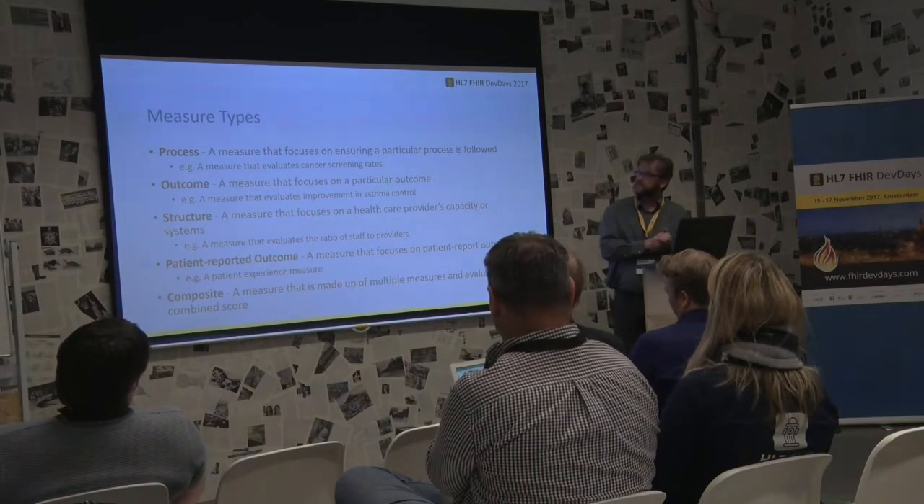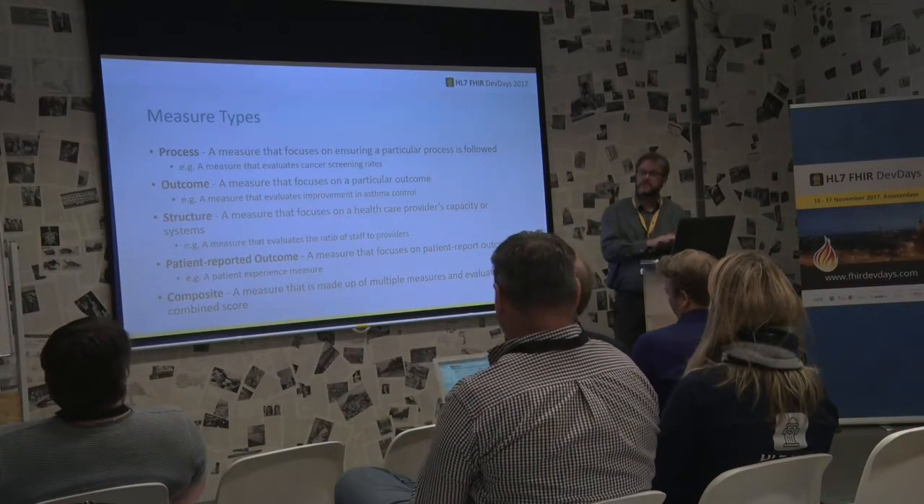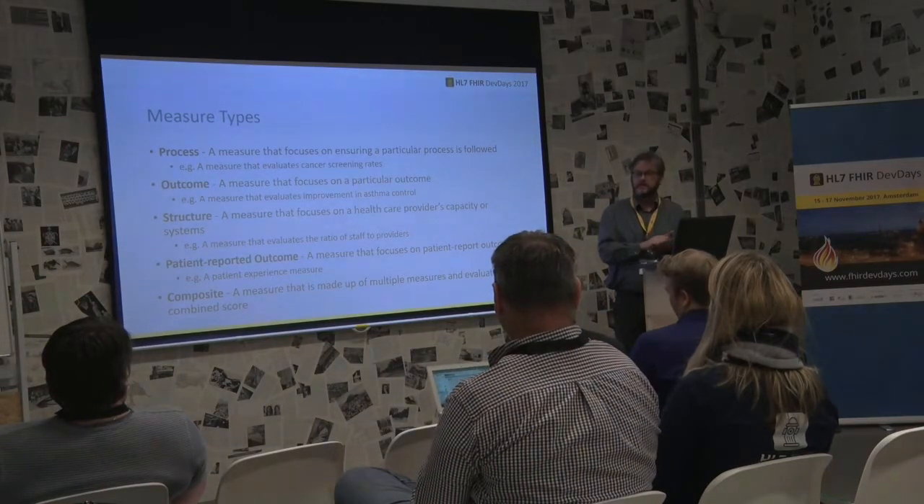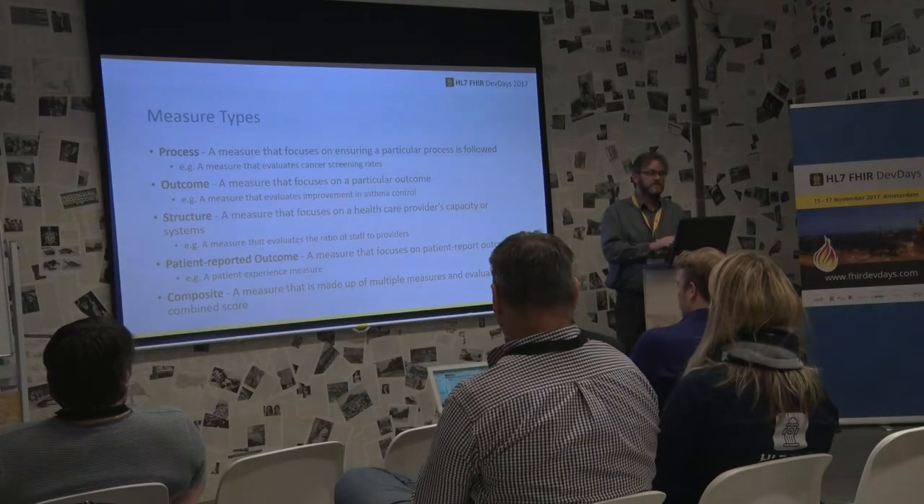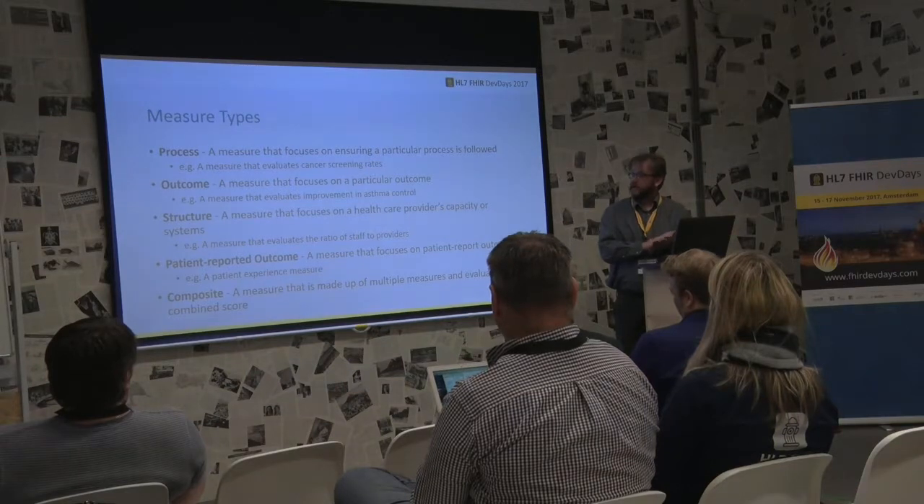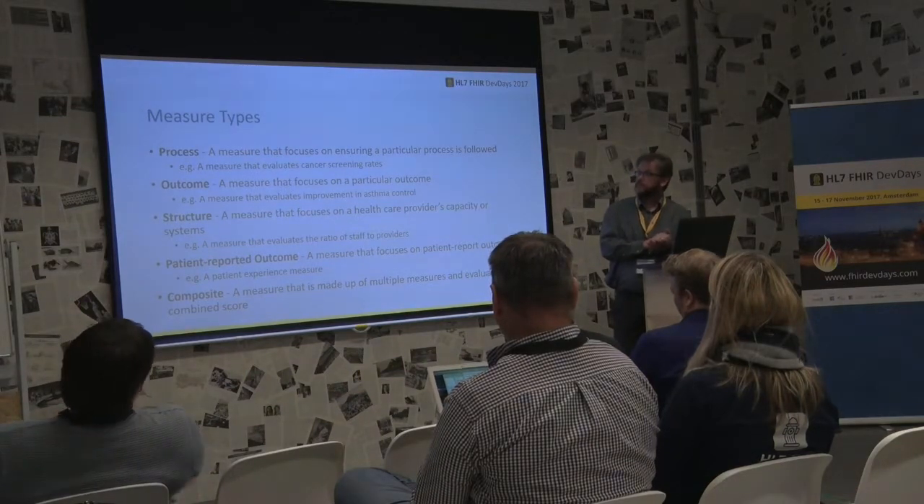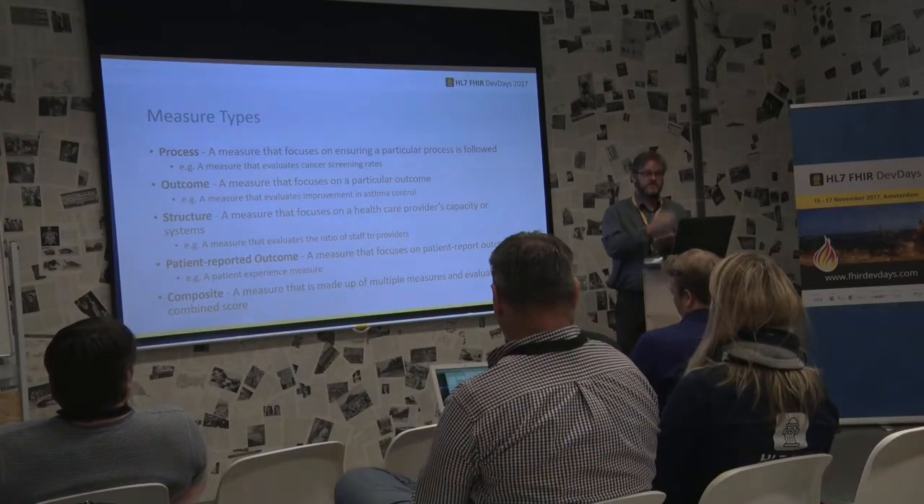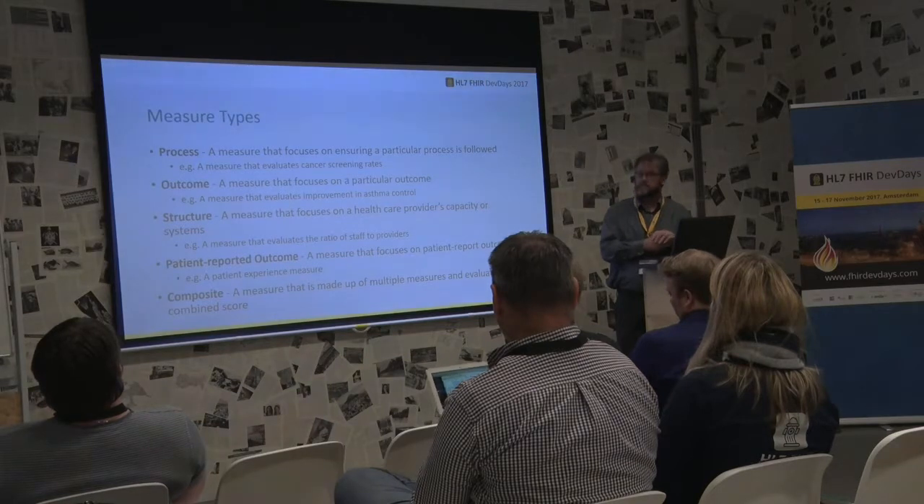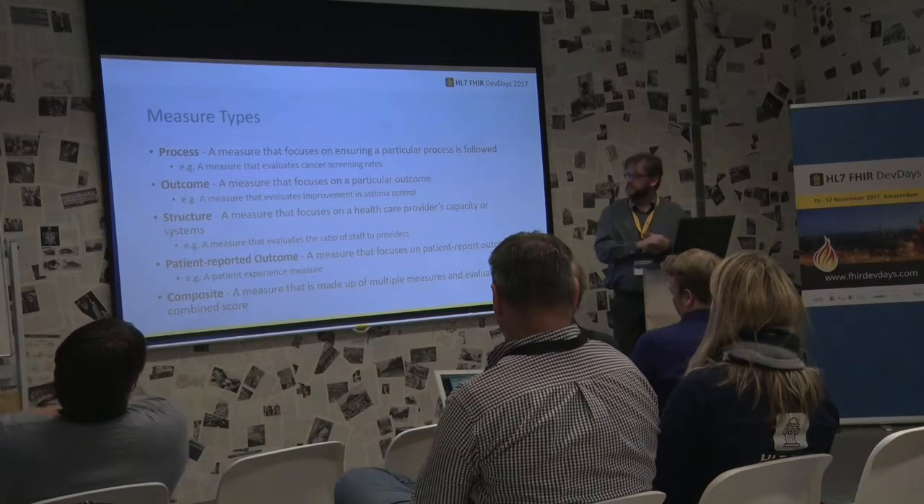But there's a difference between that and the next kind, the outcome measure, that actually measures a particular outcome. So something that says, did their blood pressure improve? Did their actual asthma control improve over time? That's an outcome measure versus a process measure that would say, did you give them the asthma screening or the asthma control test? A structure measure is something that then focuses on a healthcare provider's capacity, number of beds, nurse to staff ratio, those types of things.